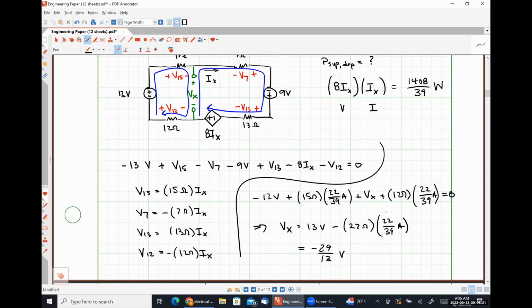So when I'm talking about right here, I have negative V12, but V12 already has the negative sign, so those two negatives cancel each other out to make a positive.